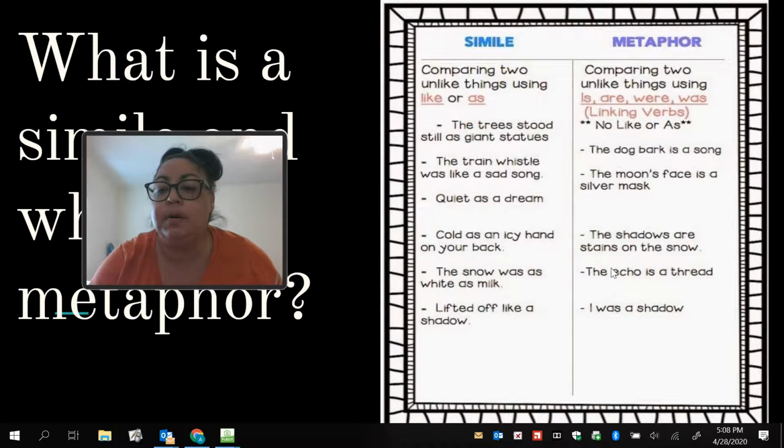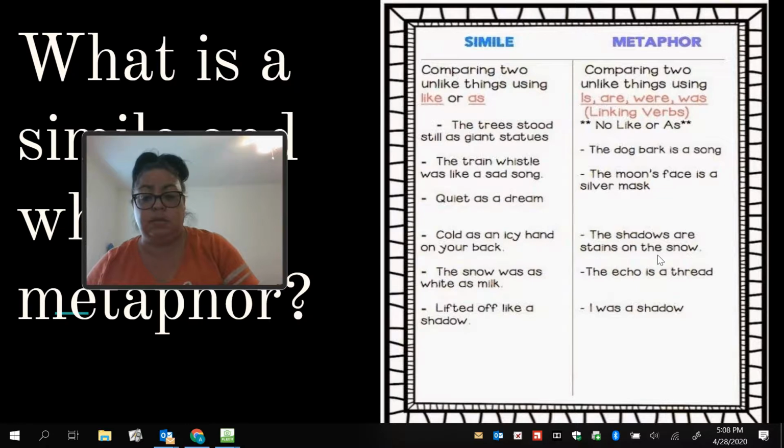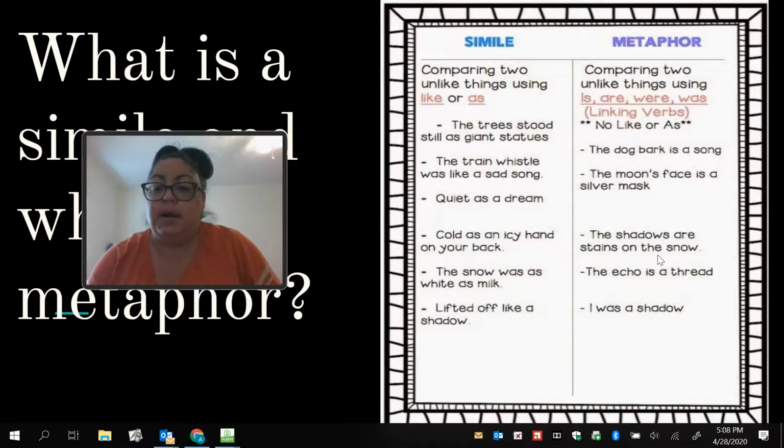The shadows are stains on the snow. So before we talked about the snow being white as milk, and now we are talking about the shadows on the snow like a stain. So it's kind of like una mancha en la nieve. Alright.